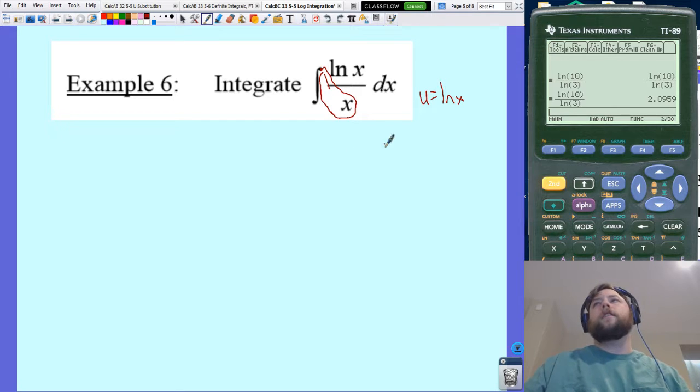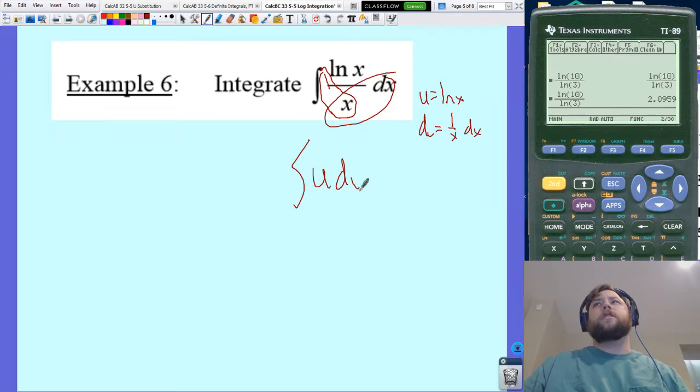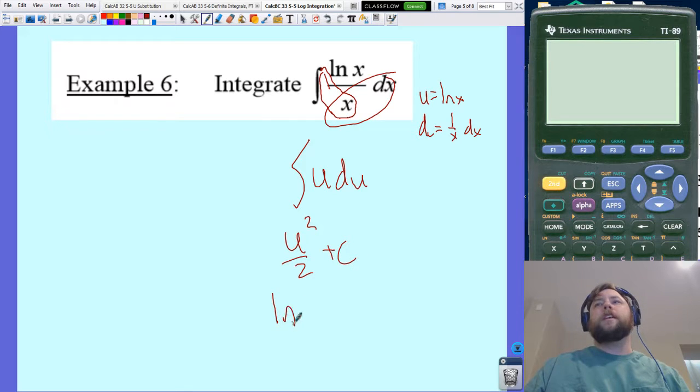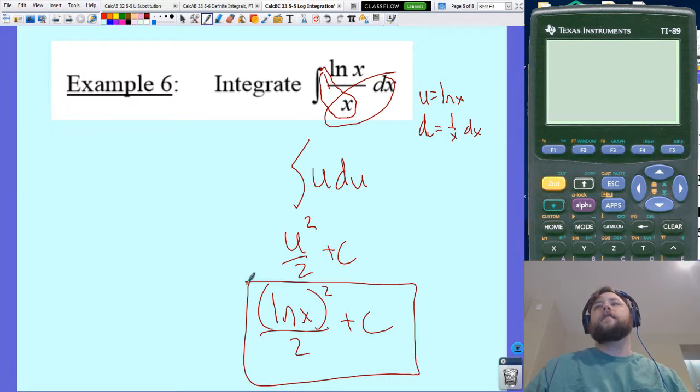All right, the derivative of ln, I am right, is 1 over x dx. So it's kind of hidden there as the 1 over x dx. So when I substitute this in, it's actually just going to be u du, because it all cancels out. So it's going to be u squared over 2 plus c, which will be ln of x squared over 2. You don't need to put the absolute value, but if you did, you're not wrong. Plus c.